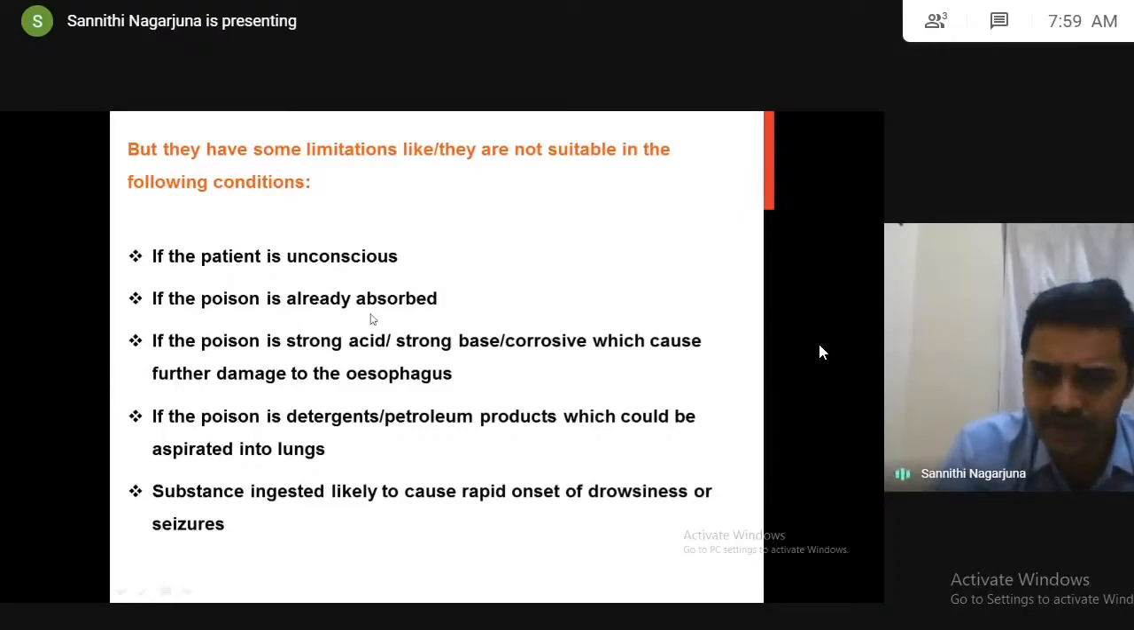Conditions: if the person is unconscious, if the poison is already absorbed, if the poison is a very strong acid, strong base, or corrosive, because it causes damage to the esophagus, if the poison is a detergent or petroleum product, which will aspirate into the lungs, and if the substance ingested is likely to cause rapid onset of drowsiness or seizures.